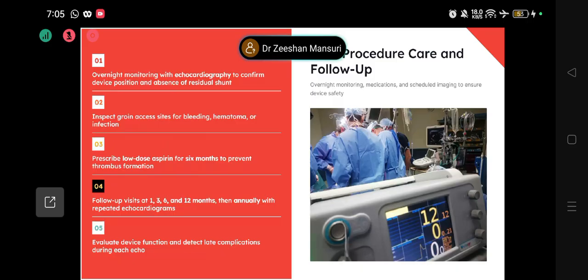Take an echocardiogram on the first day, on the day of procedure, and another echocardiogram just for screening on the next day to look for the stability of the device. And almost always give low dose aspirin for the first 6 months after the device deployment, because the atria, the right atrium and the left atrium, are both low pressure chambers.